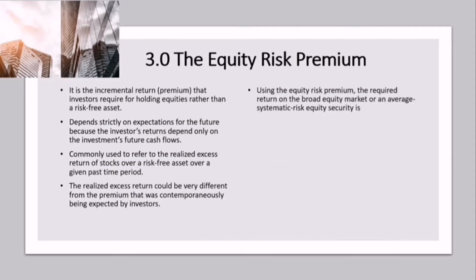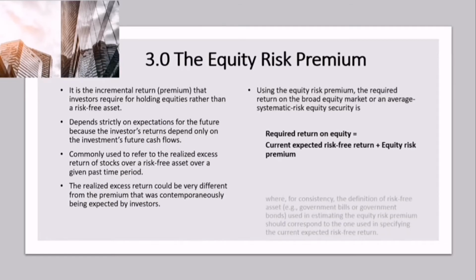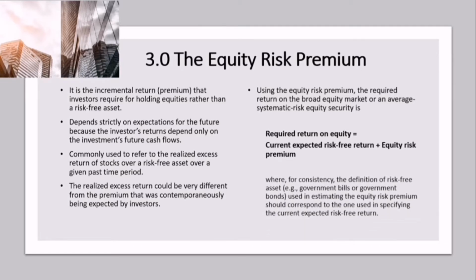Using the equity risk premium, the required return on the broad equity market or an average systematic risk equity security: required return on equity equals the current expected risk-free return plus the equity risk premium. For consistency, the definition of risk-free asset, such as government bills or government bonds, used in estimating the equity risk premium should correspond to the one used in specifying the current expected risk-free return.